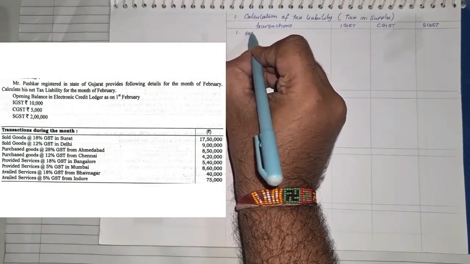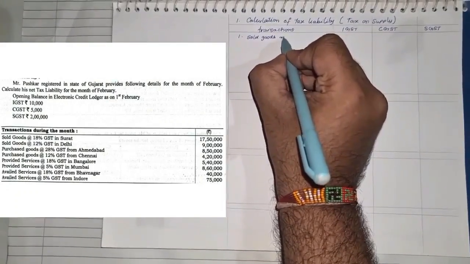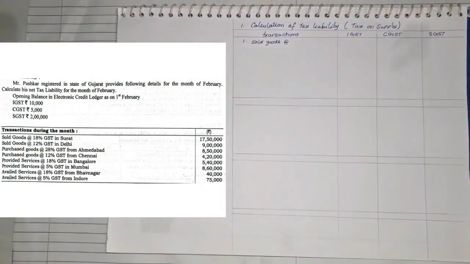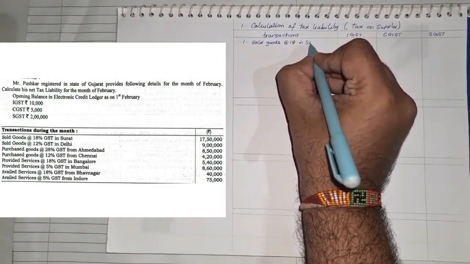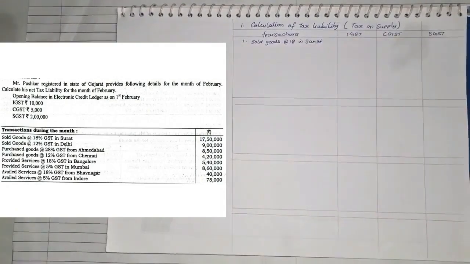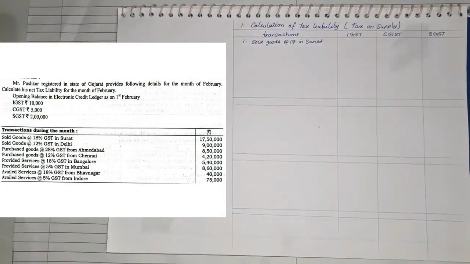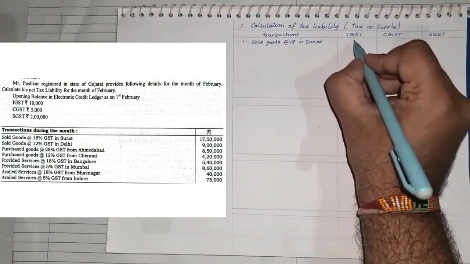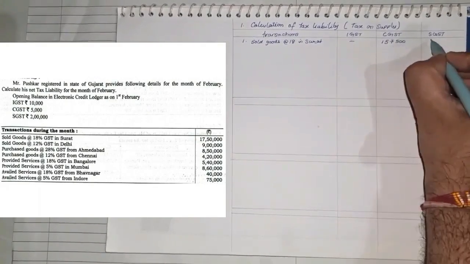So number 1, we'll start. Now this will be sold goods at 18% in Surat, so I will take it as 9% each. I'll write here that this is 18% in Surat. The value is 17,50,000. So on a calculator, 17,50,000 into 9% comes to 1,57,500. It breaks into two parts, so it will be 1,57,500 each.